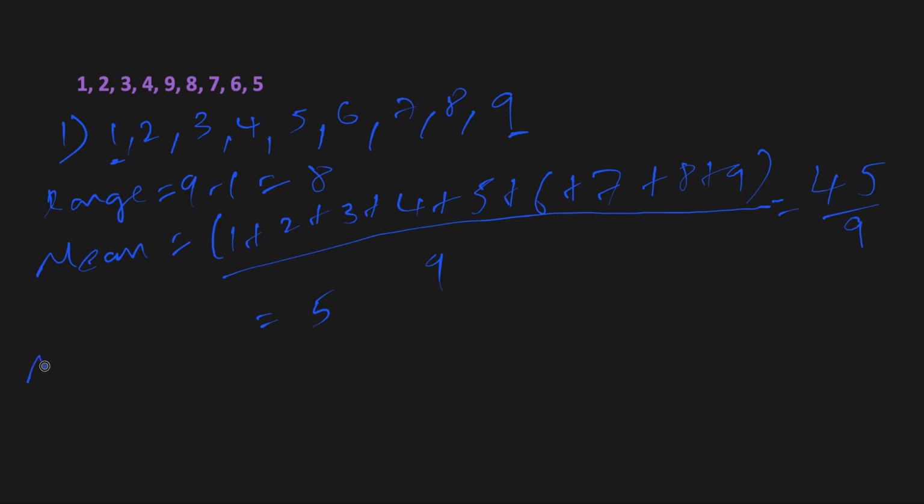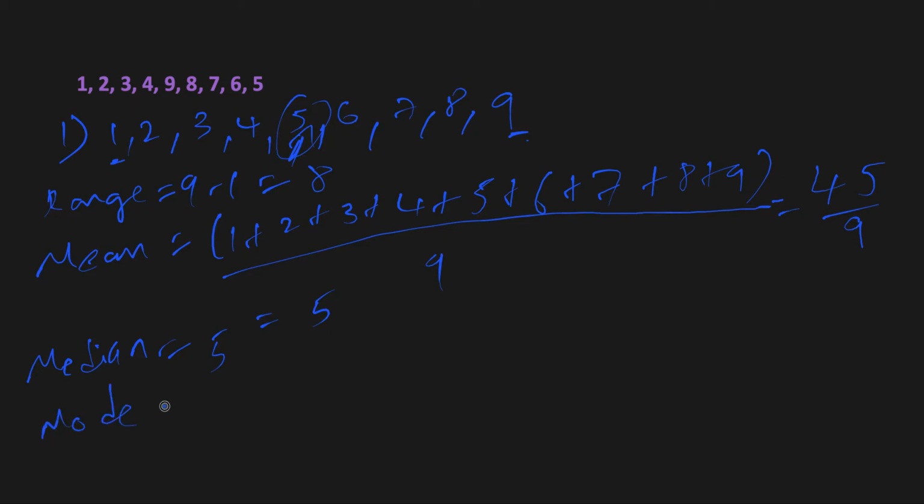Let's look at median. Since we have an odd number of values in the data series, 5 is the middle. We have 4 numbers on this side and 4 numbers on that side, so 5 becomes our middle number. So our median is again 5.